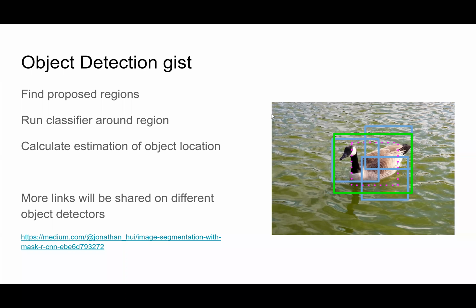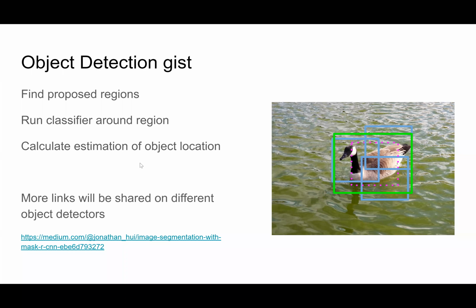Essentially, once it's trained, it looks at an image and finds proposed regions where it thinks something is in the image. It's like, hey, we think something's around here. And then it runs a classifier. Behind the scenes of an object detection model, there is usually still one of those classification algorithms.